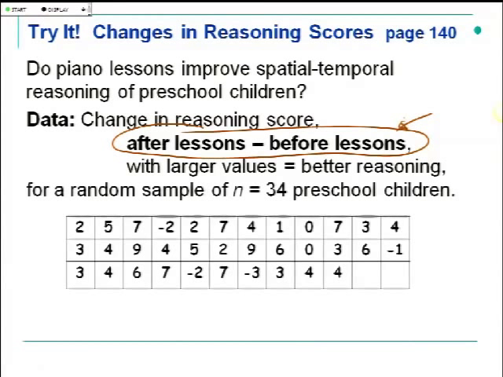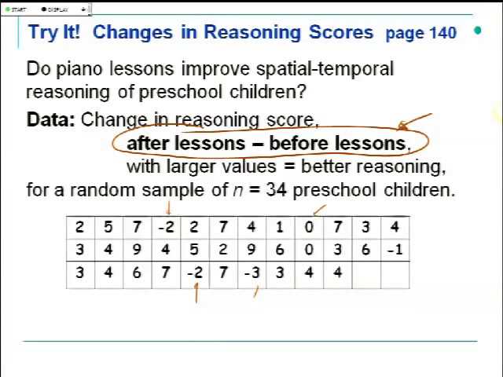Larger values for either score and reasoning would be more reasoning capability. So if the piano lessons had some effect, then which one should be higher? The afters or the befores? After. After higher, befores lower, then we would hope we see a lot of positive numbers rather than negative ones. But we do see some negatives. We do see some positive. We see some zeros, right? There are some children for which there was no effect. There are some children for which their scores went down by 2 or 3 points. And there's some that even improved by as much as 9 points.